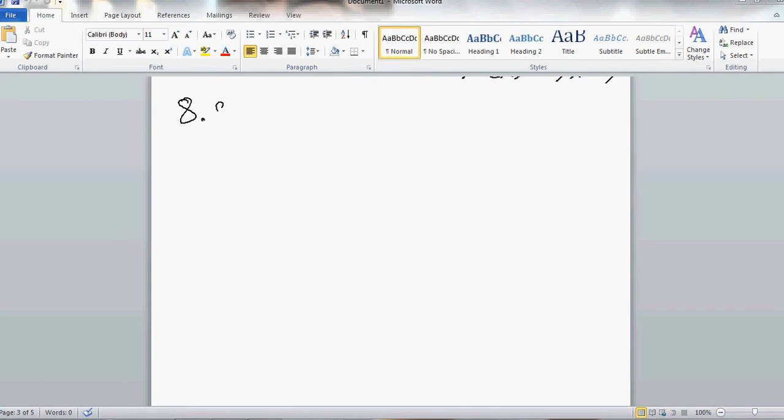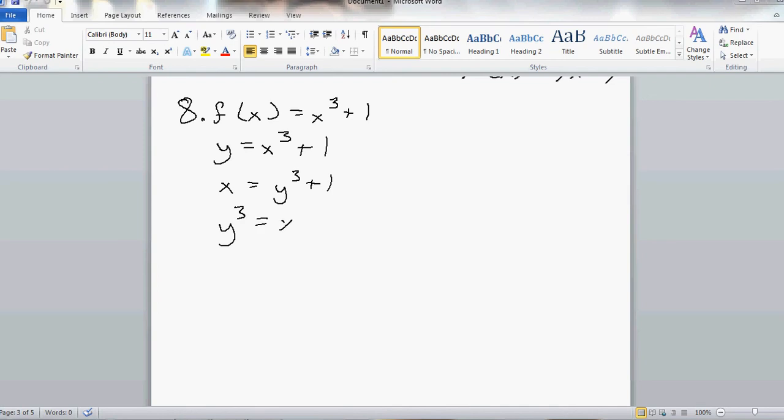Number 8, f of x is equal to x cubed plus 1. First thing we need to do is get a y. So y equals x cubed plus 1. Switch x and y, so we get x equals y cubed plus 1. And then solve for y. So I'm going to subtract 1 from both sides, and then take the cube root of both sides. And then rewrite it as the inverse function. The inverse function is the cube root of x minus 1.